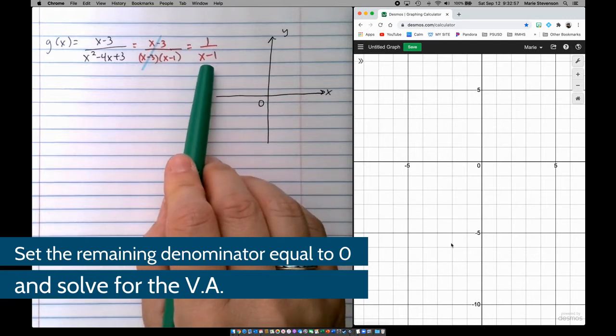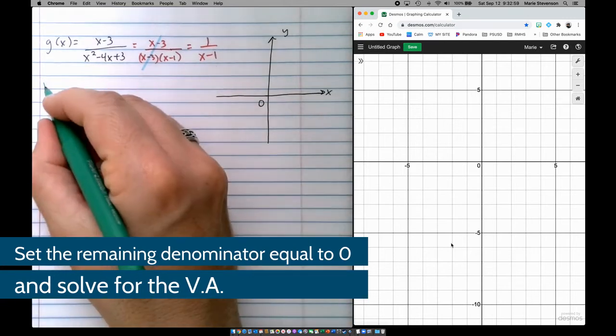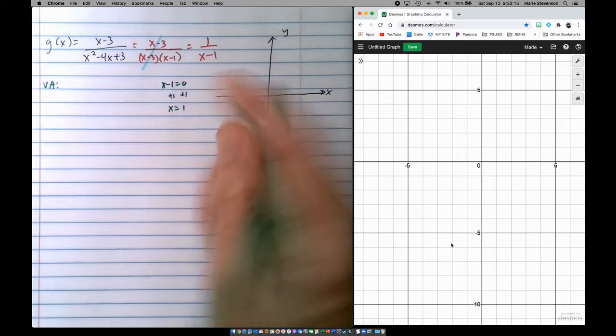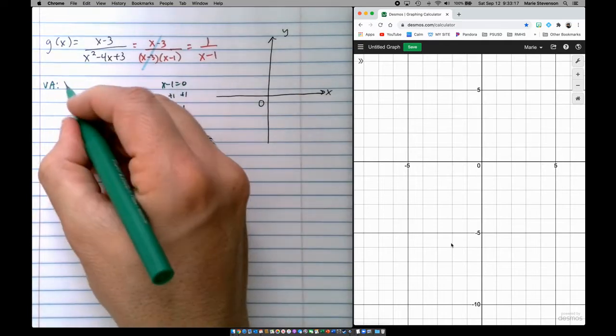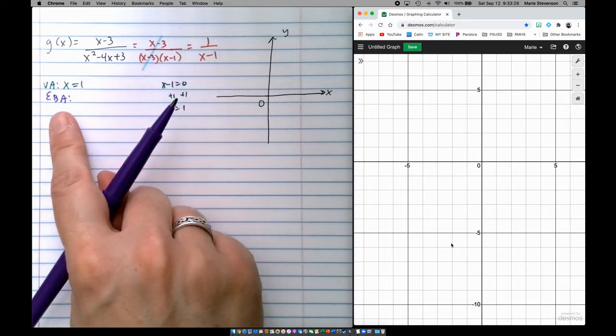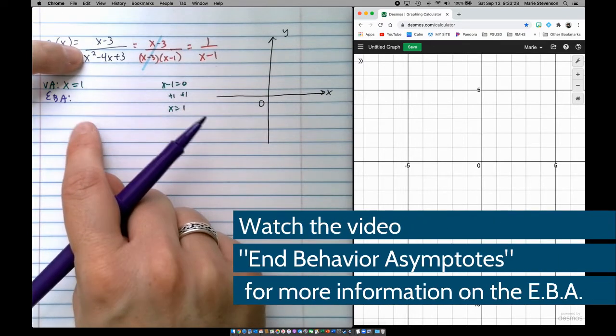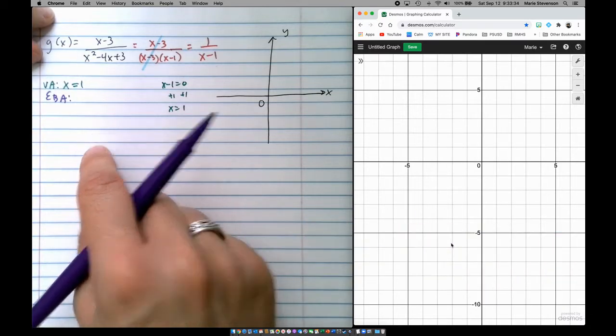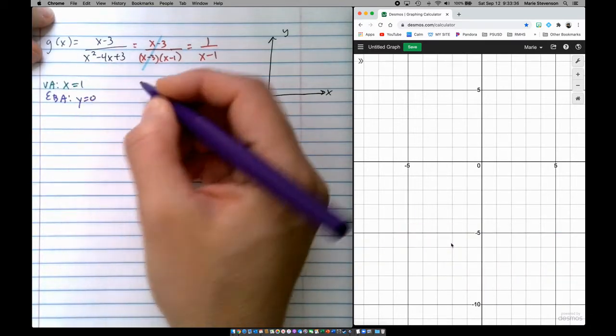Now whatever's left over in the denominator will represent your vertical asymptote. So I can see my vertical asymptote is positive 1. My end behavior asymptote, well, let's look at the degrees. My denominator's degree is bigger than my numerator's degree, so my denominator's going to grow faster. Therefore, my end behavior is the x-axis, or the line y equals 0.